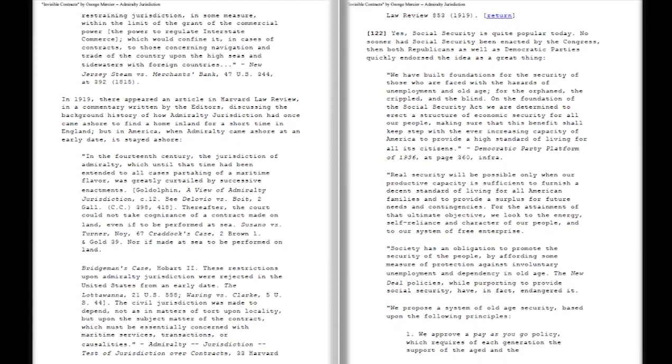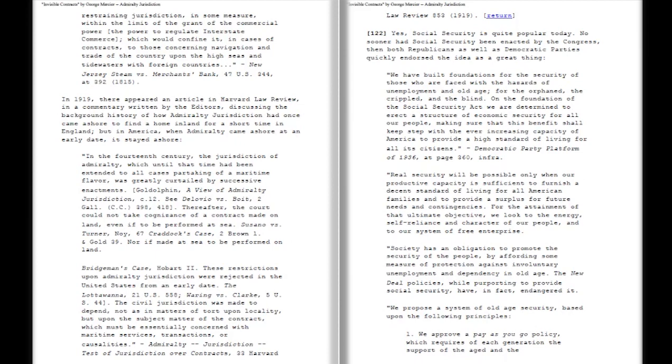The Latawana, 21 U.S. 558; Waring vs. Clark, 5 U.S. 44. The civil jurisdiction was made to depend, not as in matters of tort upon locality, but upon the subject matter of the contract, which must be essentially concerned with maritime services, transactions, or casualties. Admiralty jurisdiction. Test of jurisdiction over contracts, 33 Harvard Law Review 853, 1919.